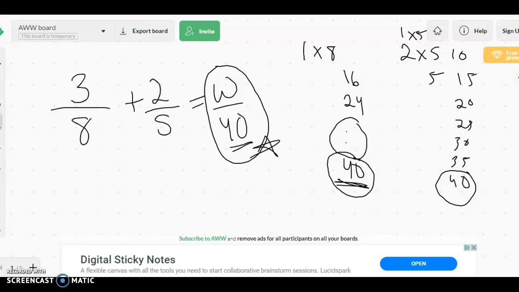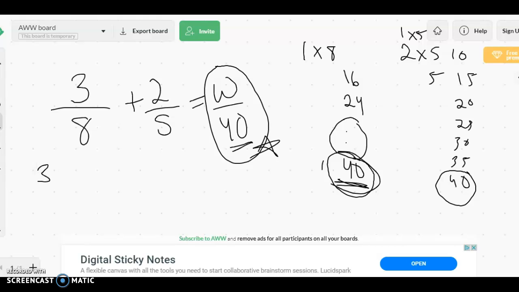So I can see that my lowest common multiple, my least common denominator, is going to be 40. I multiply 8 times 5. That gives me 40. There's no other number that 5 also goes into that is lower than 40. So that's why we're there. All right, now let's proceed with our second step.